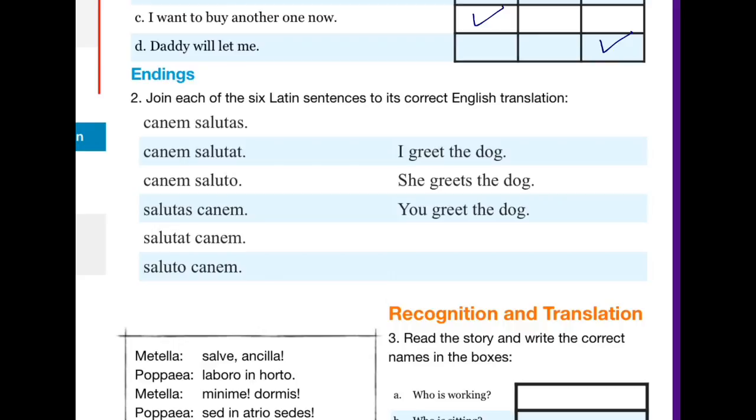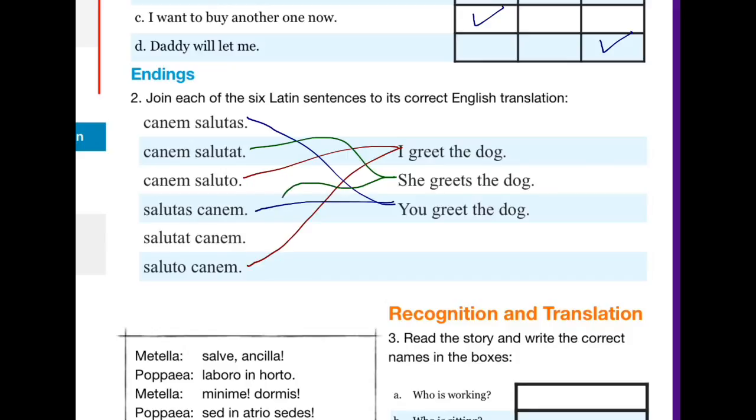Again, we can start with the easy ones. So the I here, that's going to be an O on the end. So let's join that up with the two O ones. The you, for example, has an S on the end, so let's do those with the two ones with S, canem salutas and salutas canem. And then you probably guessed that a T on the end means he or she, so let's do that, making sure the lines don't get confused over to there. So that's the second question done correctly.